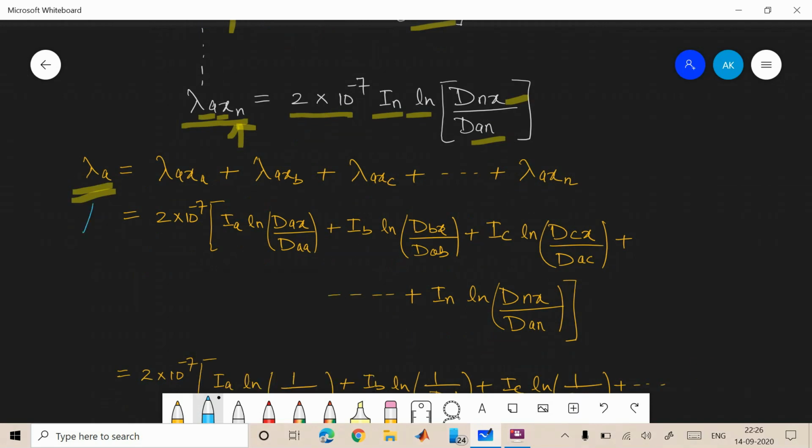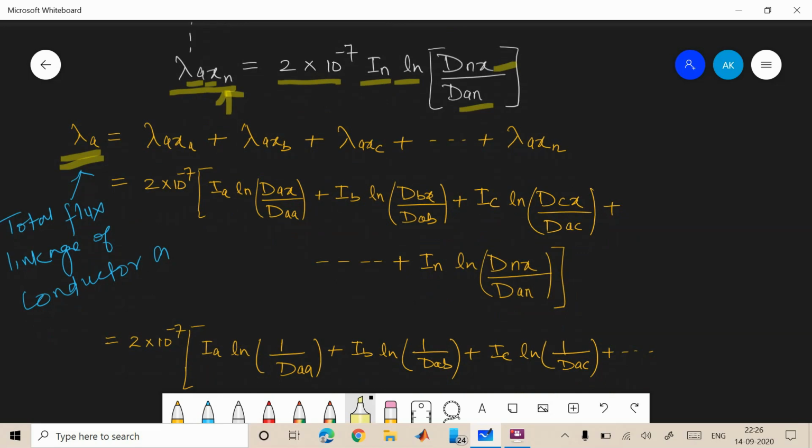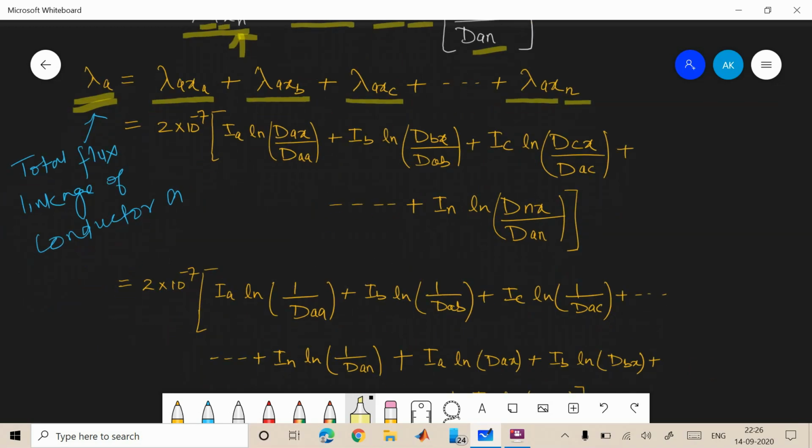This lambda A is actually your total flux linkage of conductor A. Okay, so this lambda A will be equal to the sum of flux linkage of conductor A to X because of IA current, flux linkage of conductor A to the point X because of IB current, flux linkage of conductor A to the X point because of IC current, flux linkage of conductor A to the X point because of IN current. Okay, so we can write like this.